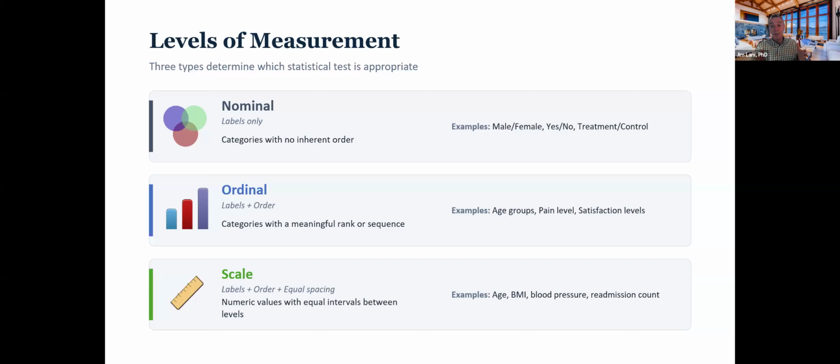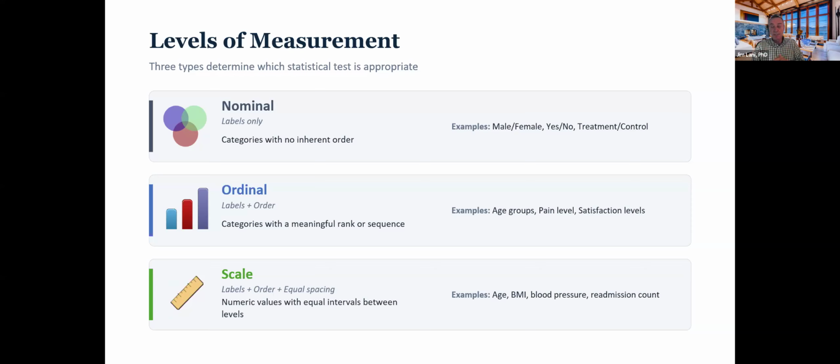So you need to know nominal is name only in Latin, and we're just categorizing things in groups: Republican, Democrat, male, female, treatment, control, whatever. There's no hierarchy to be had. I got a blue block, red block, green block. They're just different color blocks, okay?